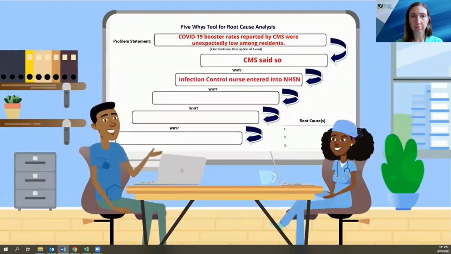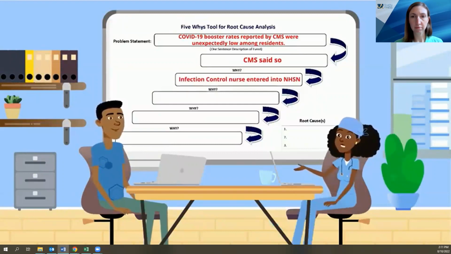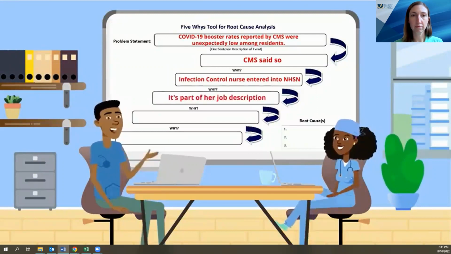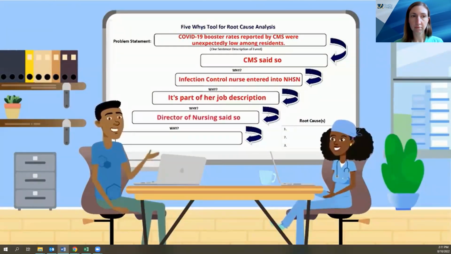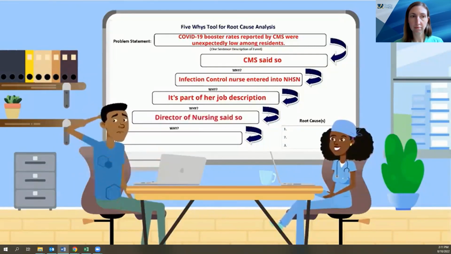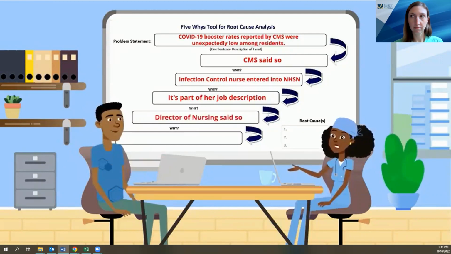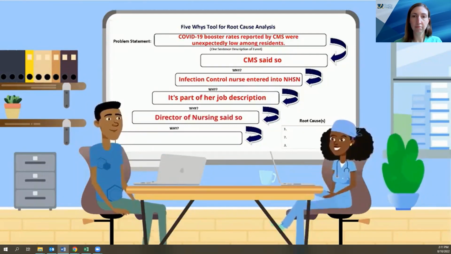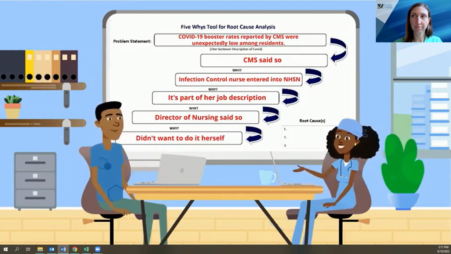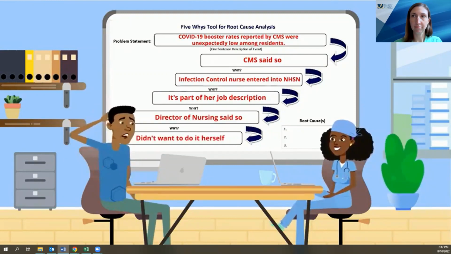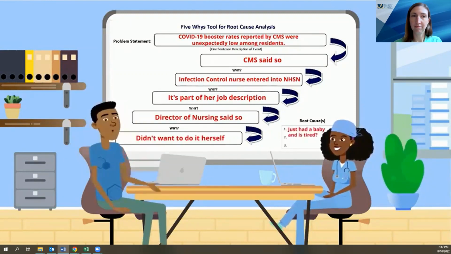Because that is what the infection control nurse entered into NHSN. Why did the infection control nurse enter it into NHSN? Because it's part of her job description. Why is it part of her job description? Because the director of nursing said so. Why did the director of nursing say so? Because she didn't want to have to do it herself. Why did she not want to do it herself? Because she just had a baby and is tired.